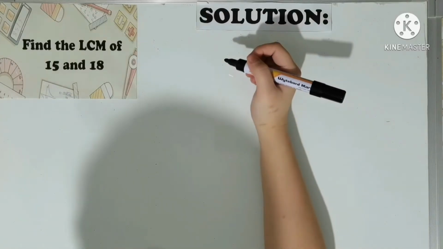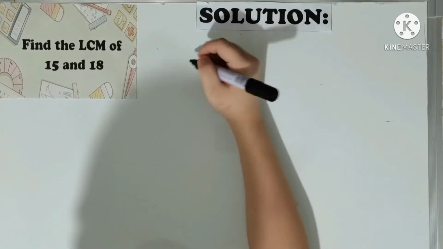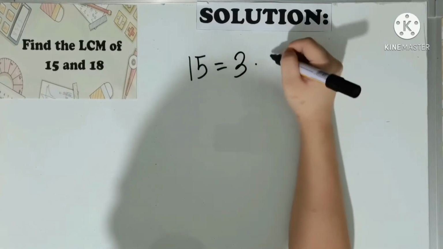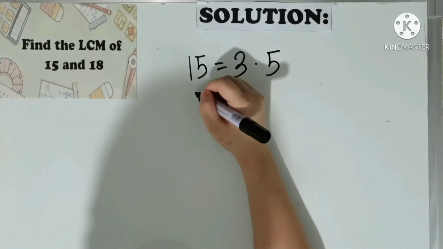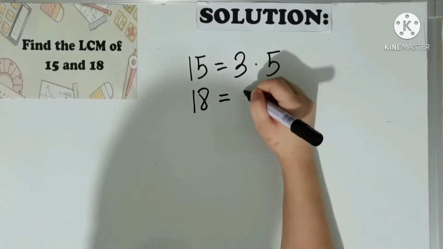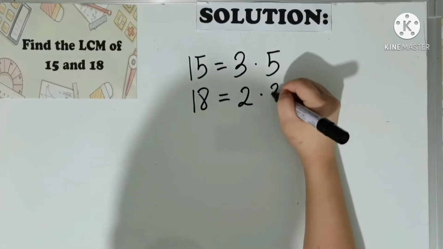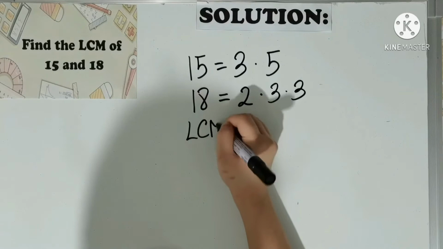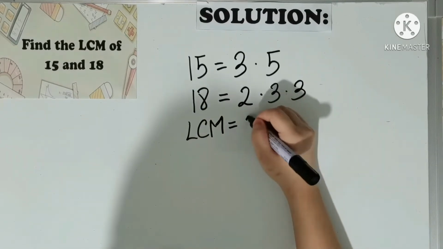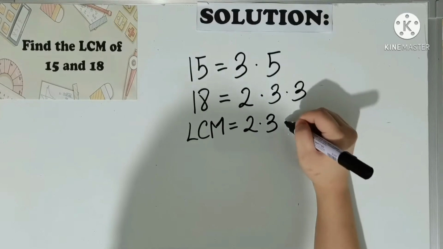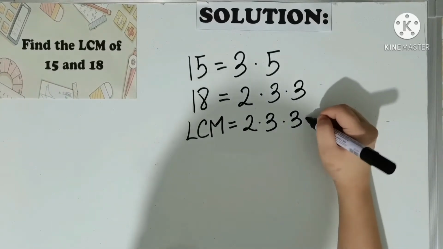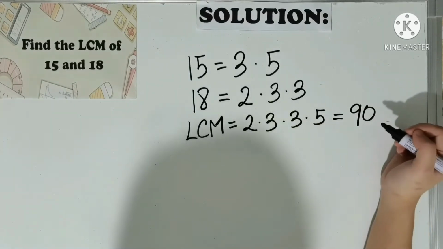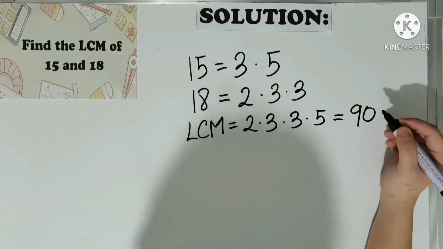Find the LCM of 15 and 18. The factors of 15 is 3 times 5. And the factors of 18 is 2 times 3 times 3. And our LCM would be 2 times 3 times 3 times 5, which equals 90. The LCM of 15 and 18 is 90.